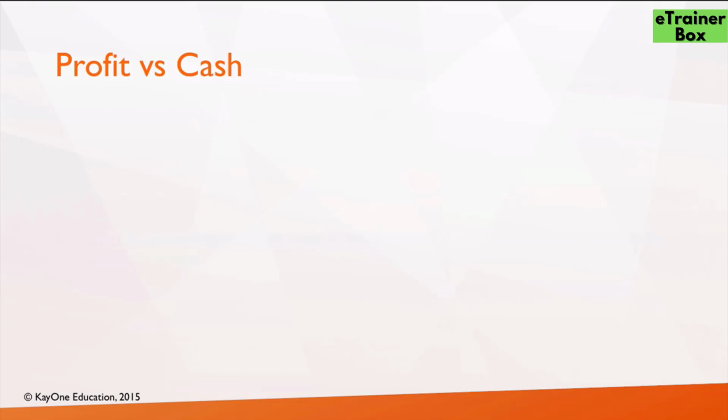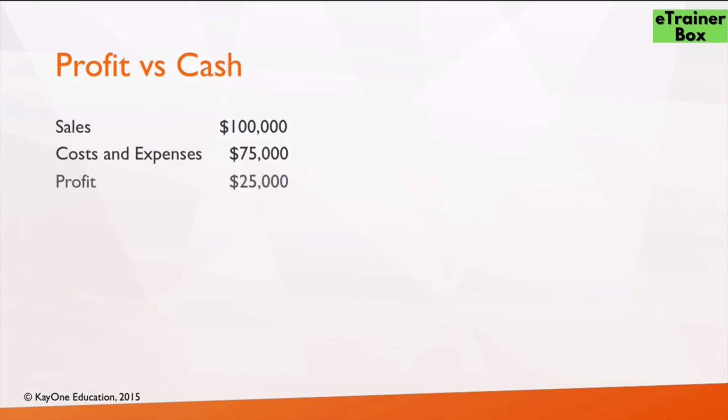Let us look at a small example. Assume that you make sales of $100,000 in a month, and the costs and expenses for making those sales is $75,000. Therefore, you end up with a profit of $25,000 during the month. Assume that out of this $25,000, you purchase an equipment worth $10,000. So the cash that you have is 25 minus 10, which is $15,000. So the cash balance is $15,000, whereas the profit that you made out of the transaction still remains the same. Of course, we'll be looking more into this concept later in these video lectures.